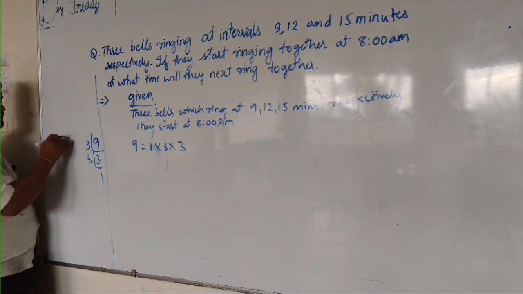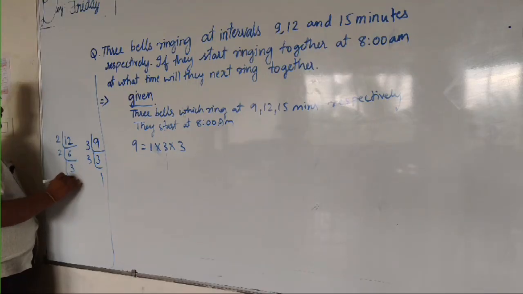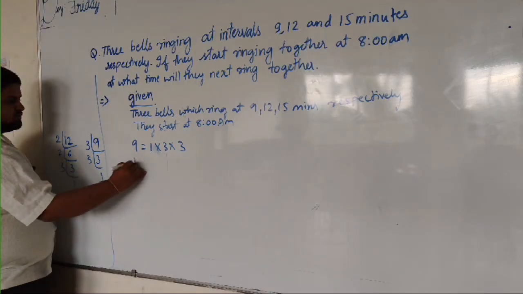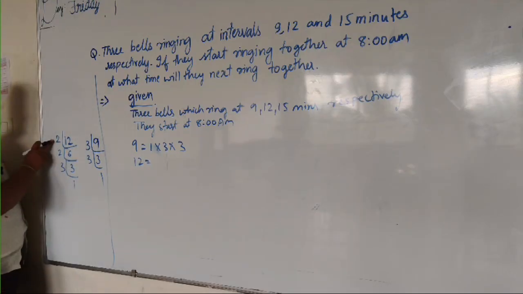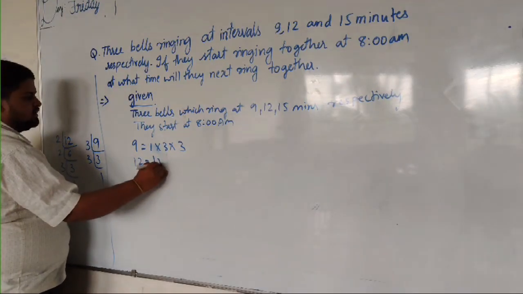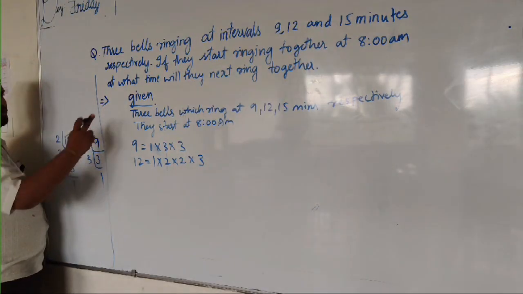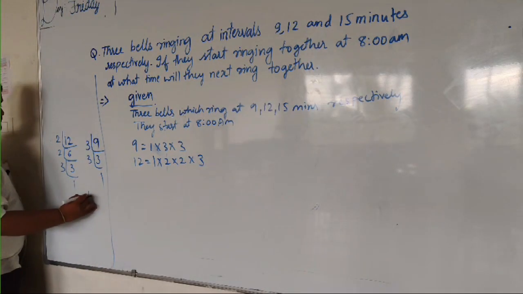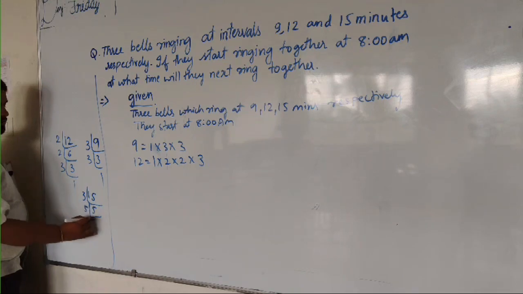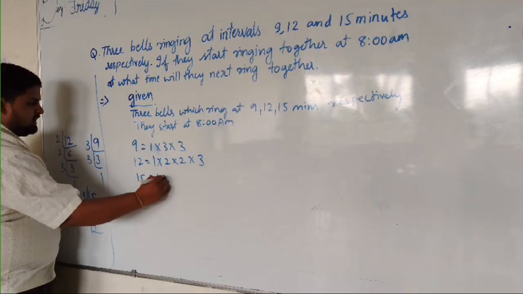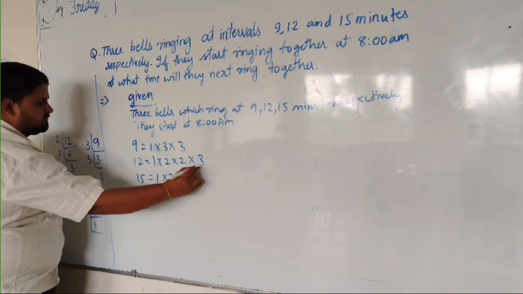Similarly, we'll factorize 12 also. 12 can be written as 2 6s are 12, 2 3s are 6, 3 1s are 3. So 12 can be written as 1 into 2 into 2 into 3. Now here we have one more number, that is 15. Let us prime factorize 15 also. 15 can be written as 3 5s are 15, 5 1s are 5. So 15 can be written as 1 into 3 into 5.